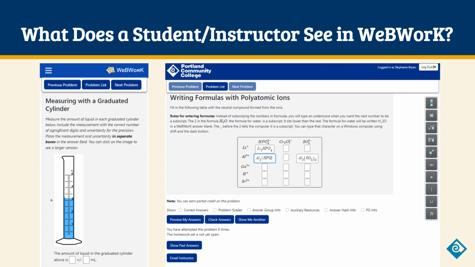If you notice, there is also on the right, on the writing formulas with polyatomic ions, you can see that the cursor is in the box with the blue. When you put the cursor on the answer that you are going to answer, a little helper box pops up. If you see that long, skinny rectangle on the right, that little box helps students input their answer. So it helps them put in exponents, it helps them put in fractions.